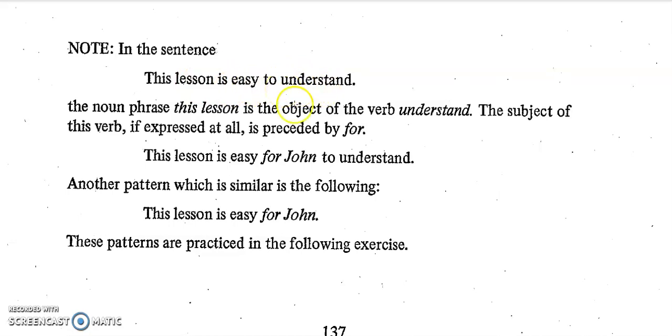Then what is the subject of to understand? Who understands? The one who understands is John. To add the subject here, you have to use for. This lesson is easy for John to understand. So, this lesson is easy to be understood by John. For John, easy to understand. Like that. So, the one who understands the lesson is John.